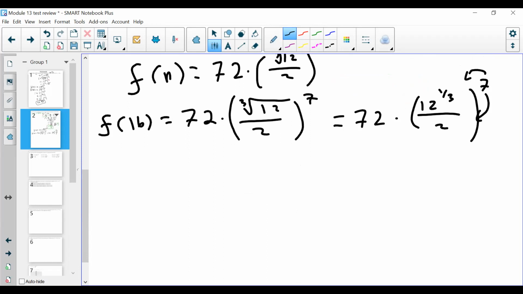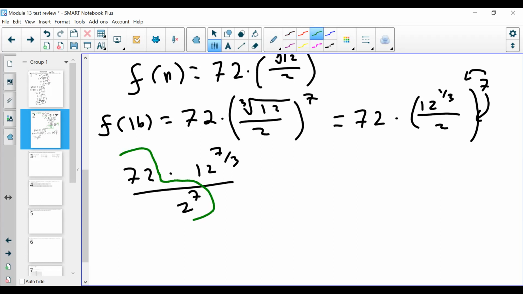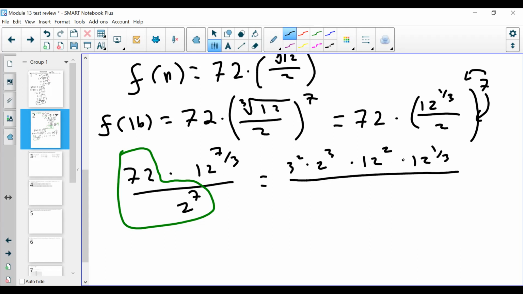So from here, once you distribute that out, you have 72 times 12 to the 7 over 3 all over 2 to the 7. And this part right here, you honestly could plug this into a calculator and reduce it down if you really wanted to. But you also could just find its prime factorization. The prime factorization of 72, that's 9 and 8, which is 3 squared and 2 cubed. And 12 to the 7 over 3, I don't ever want a mixed fraction like that. So I can rewrite that as 12 squared because 3 goes into 7 2 times with 1 left over. So I'm pulling out all the total groups so I can reduce it down to have a regular fraction as its exponent.